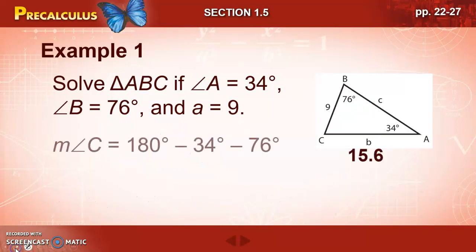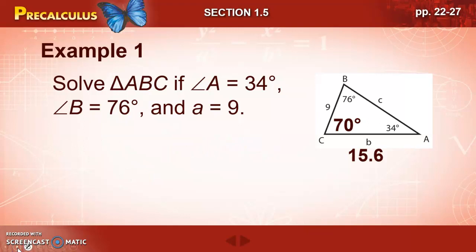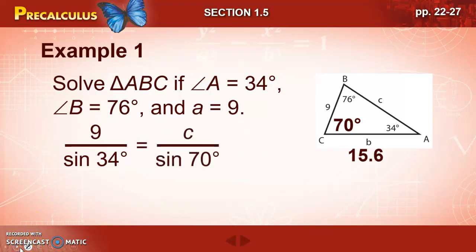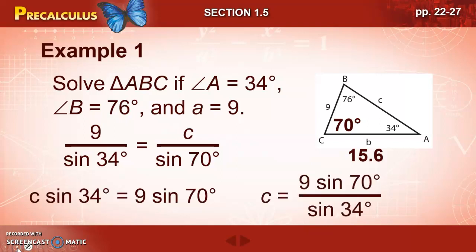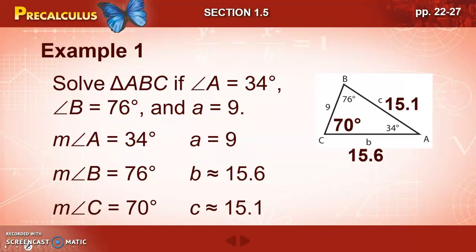Once we know side b, then we can proceed to solve side c. We know the measure of angle C just by using our knowledge of triangles and the fact that angles add up to 180. And we find that the measure of angle C is 70 degrees. Using that, we can set up another proportion to solve for side c. We'll use side a over the sine of angle A and set that equal to side c over the sine of angle C. Just like before, we cross multiply and divide to isolate the variable, in this case c. And when we plug that into our calculator, we get approximately 15.1. So we have now found all three angle measures and all three side lengths. And that is how you solve a triangle.